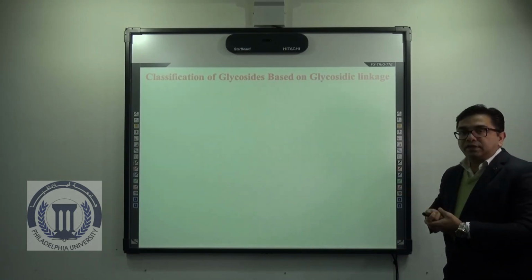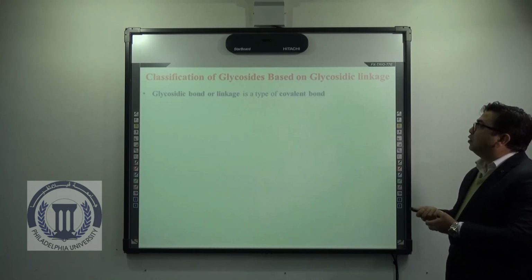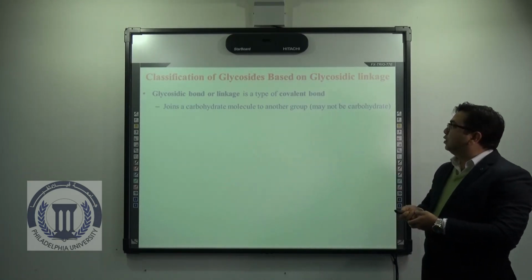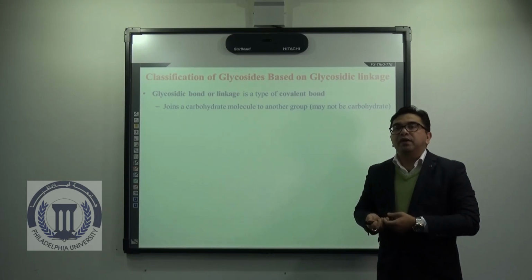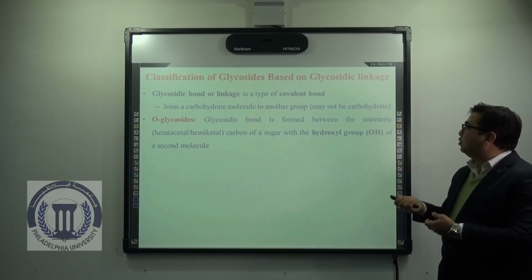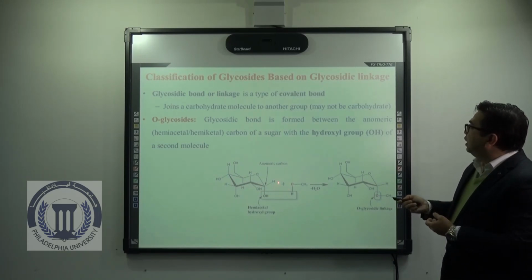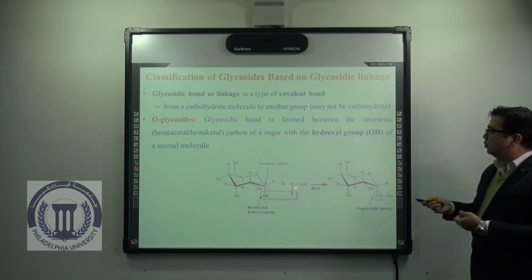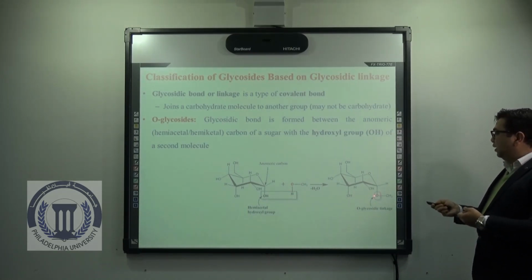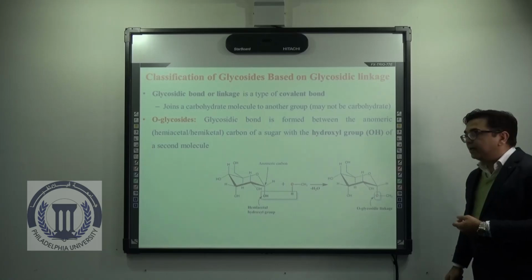Now coming to the next type of classification of glycoside, that is based on glycosidic linkage. So a glycosidic bond or linkage is a type of covalent bond which joins a carbohydrate molecule to another group which may or may not be a carbohydrate group. The first example is the O-glycoside. Here the glycosidic bond is formed between the anomeric carbon of the sugar and the hydroxyl group of a second molecule. And you can see in the glycosidic linkage the linked atom is oxygen. That's why it is known as O-glycosidic linkage, or O-glycosides.